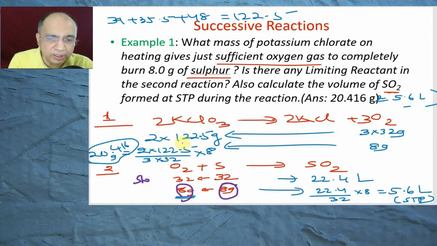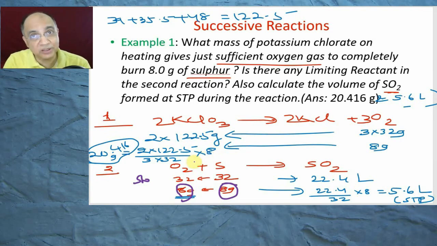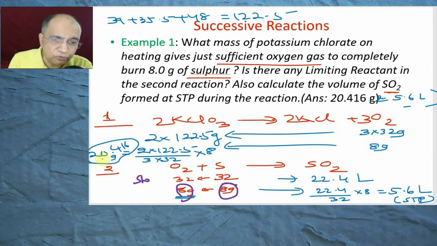So 2 into 122.5 gram produces 3 into 32 grams. Since we will go leftwards, 3 into 32 grams of oxygen is produced by this many grams of KClO3. So 8 gram will be produced by how much? This divided by this into 8. I am cautioning once again, this is leftward calculation. You might fail. So better go in language. If this much of oxygen is produced by this much of KClO3, so 8 gram will be produced by how much? I got 20.416 gram. That is the final answer.